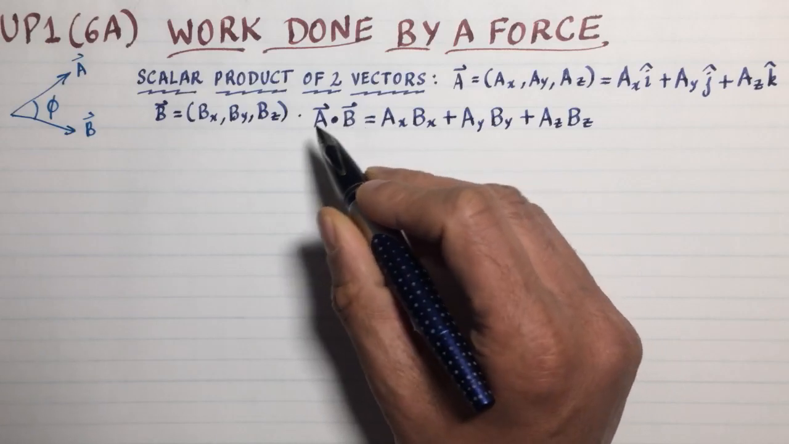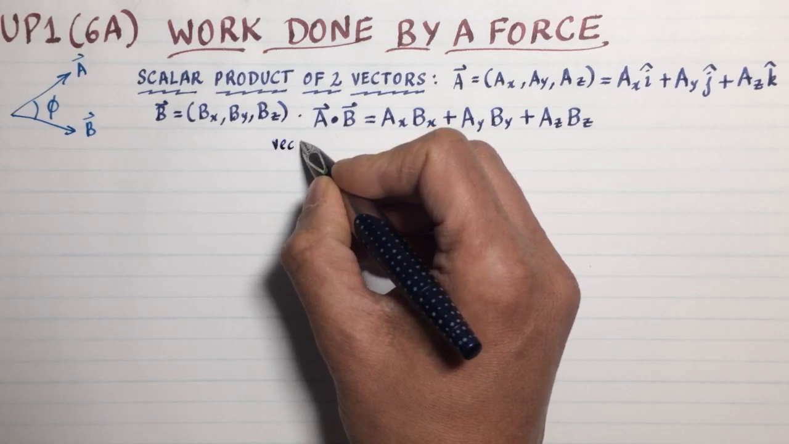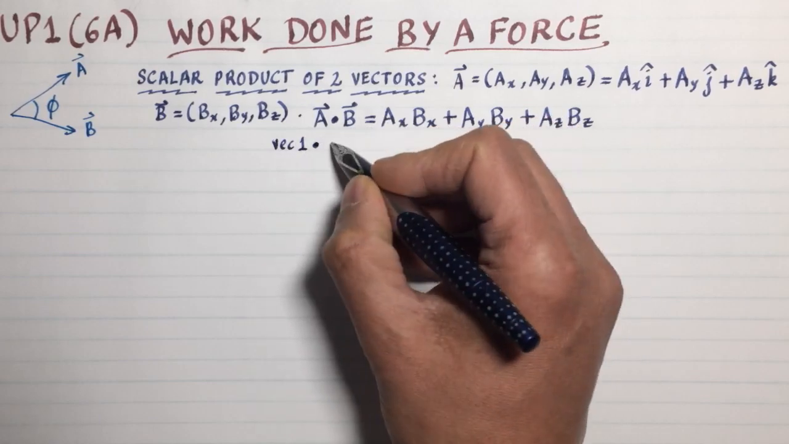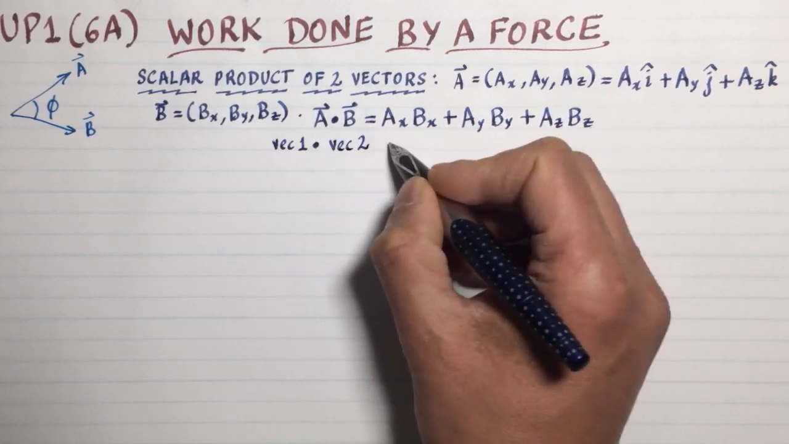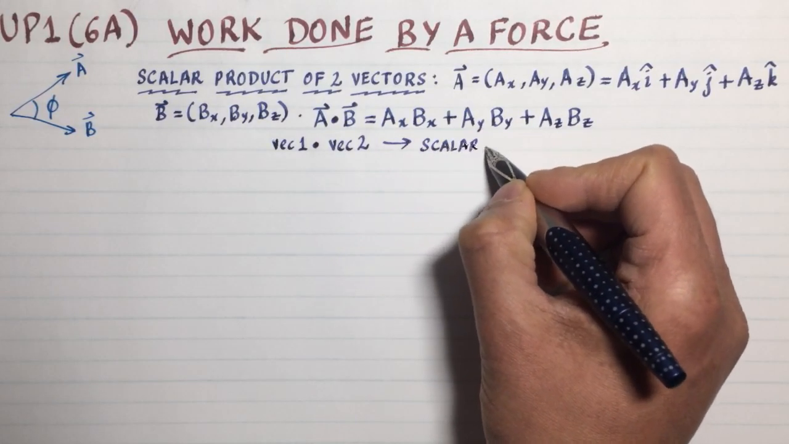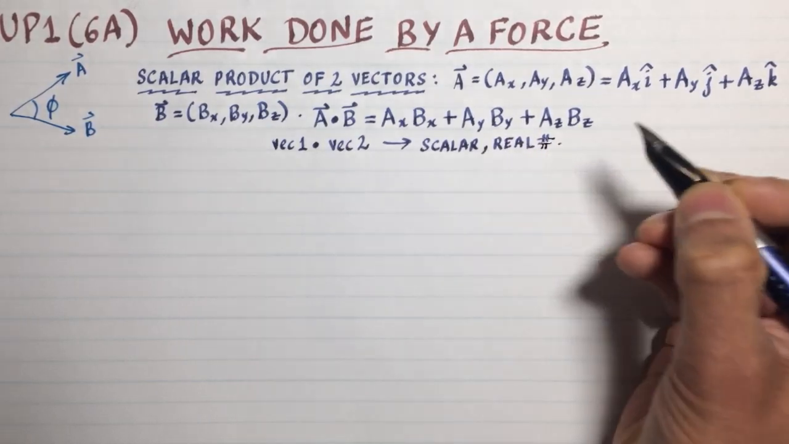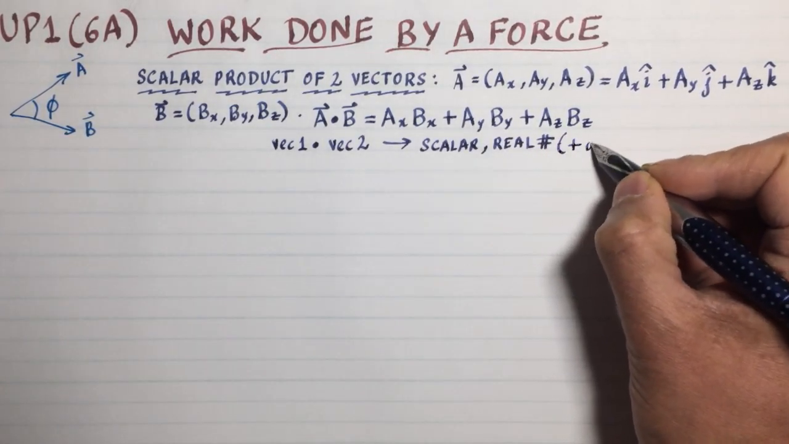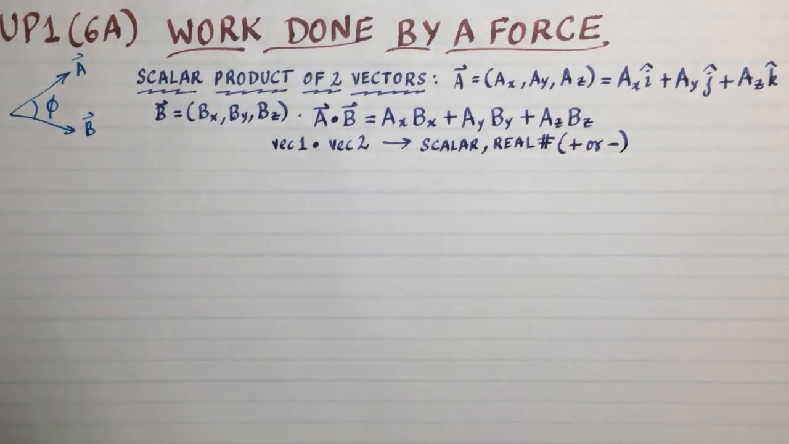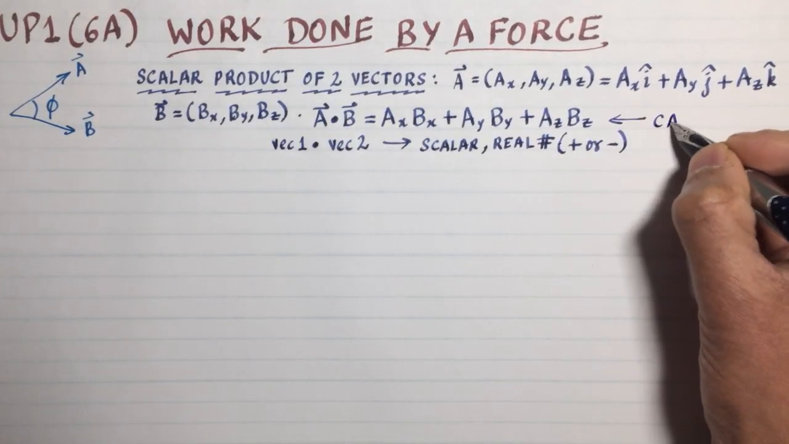The scalar product inputs two vectors. You take a vector, vector 1, and you dot it with vector 2. You produce a scalar. The word scalar simply means a real number, which can either be positive or negative. There's nothing wrong with the scalar product being negative. We can actually write the scalar product. This is a Cartesian representation of the scalar product.